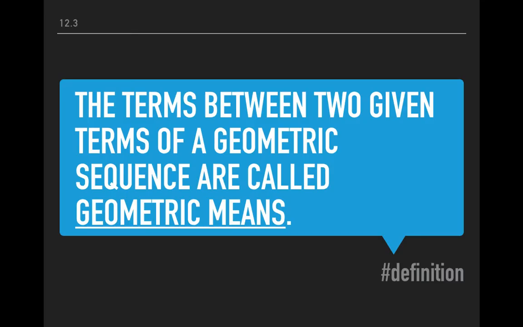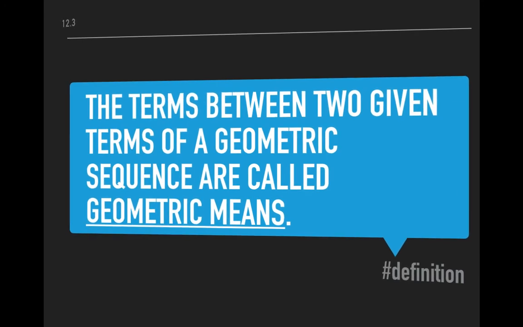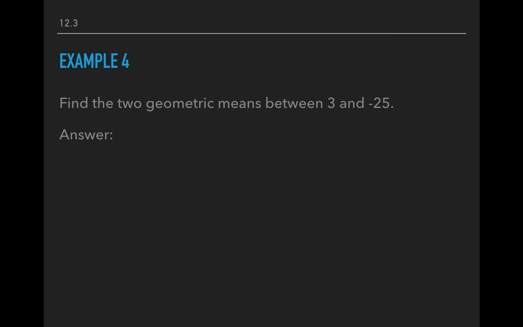All right, last little page here that I want to talk about. Definition to begin with. The terms between two given terms of a geometric sequence are called geometric means. And these are much like what we saw in our last section with arithmetic means. Let me show you how we would actually find geometric means. In this example, we're going to find two means between 3 and negative 24. The first thing that I like to do is set them up in a sequence so that I know what positions I'm working with.